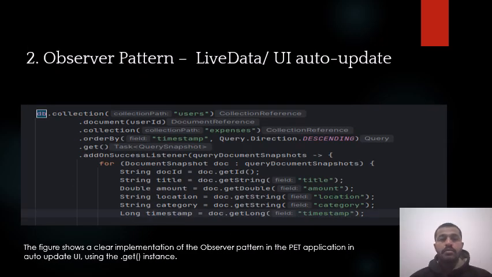Observer pattern. The observer pattern is used in LiveData and the ViewModel. The UI observes the LiveData from the expense ViewModel, and when the data changes in Firestore, the UI updates in real time through a snapshot listener. This pattern improves responsiveness, also ensuring a reactive approach to the user experience.